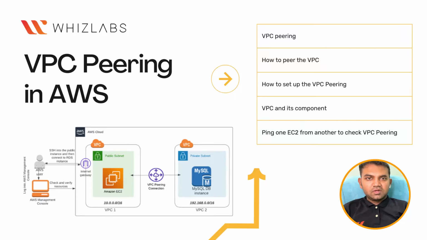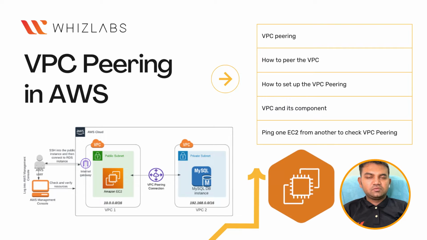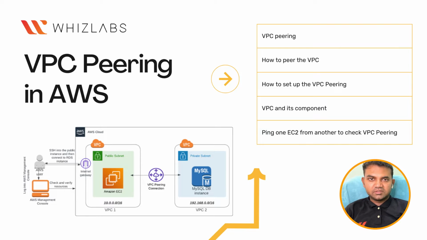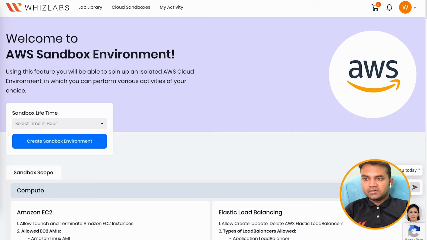In this video, we will be learning about VPC peering, how to peer the VPC, how to set up the VPC peering, VPC and its components, and also we will test, like we will try to ping one EC2 from another to check if my VPC has really been peered. Okay, so let's begin. And for this work, we will be using the Whizlabs AWS sandbox environment.